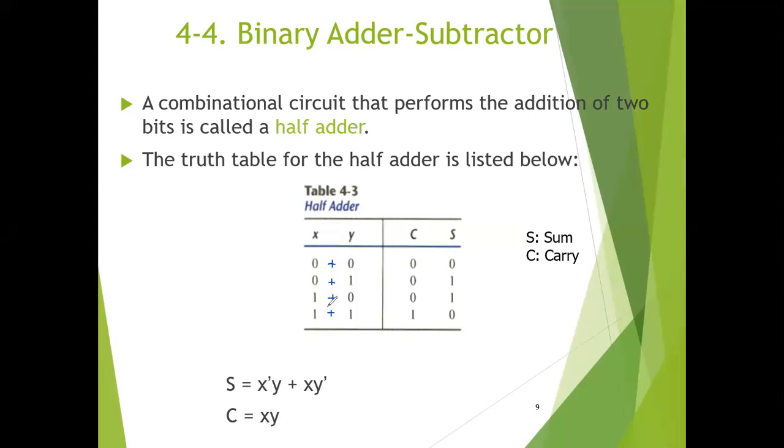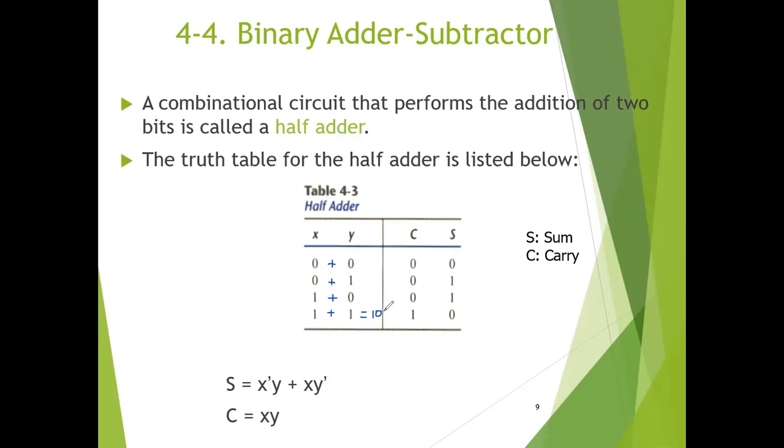But when both the augend and addend are equal to 1, then the output produced is a binary sum which consists of two digits. The two digits will be equal to 1 0. The binary sum consists of two digits.